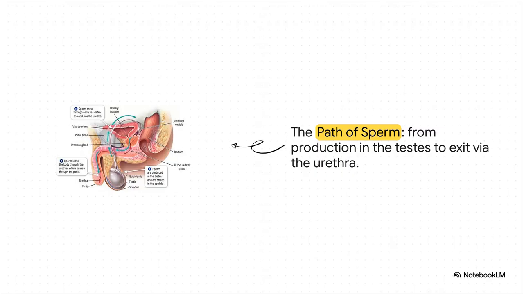This diagram just lays out the complete path beautifully. Sperm get produced in the testes, they move up through the vas deferens, get mixed with fluids from the glands, and are finally expelled through the urethra. It's a clear, direct route designed for one single purpose: delivery.